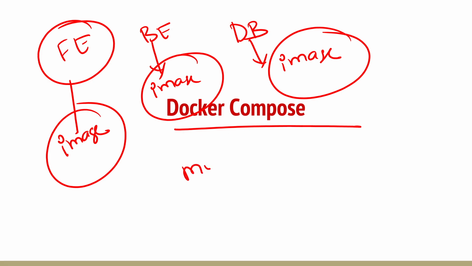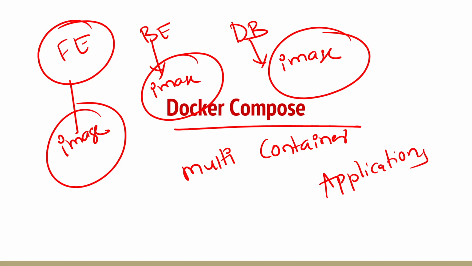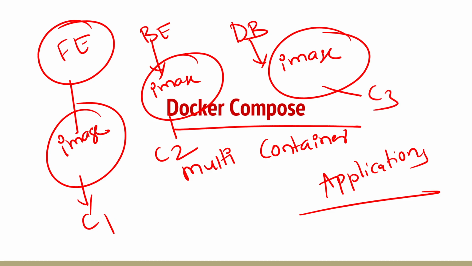Docker Compose is used for multi-container applications. What does it mean? I am putting the front end in one container, C1, the back end in another container, and the database in another container. Three separate containers I am creating using three different files, so I am repeating a particular task three times. Instead of that, we can use Docker Compose. Docker Compose will help to create the images and containers with a single file, with a single command. Instead of repeating multiple times, you can do it in a single go.